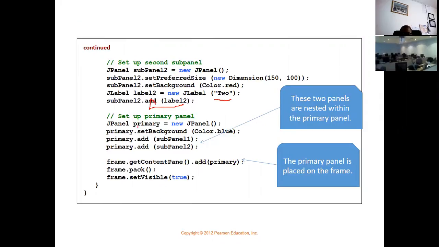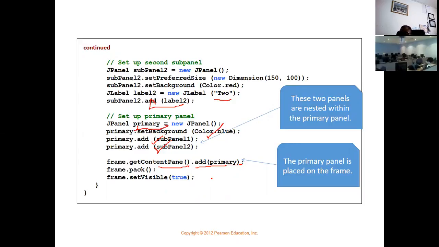Then we create our primary panel, right? Now its background is going to be blue, and now we add subpanel 1 and subpanel 2 to our primary panel here, right? And then now we take that primary panel and put it on the content area of the frame, pack and make it visible. So notice we're building, and then once we're finished building, then we put on, yes? So the last thing we end up doing is putting everything that we have now accumulated onto the content area of the frame. Okay? Everybody with me so far?